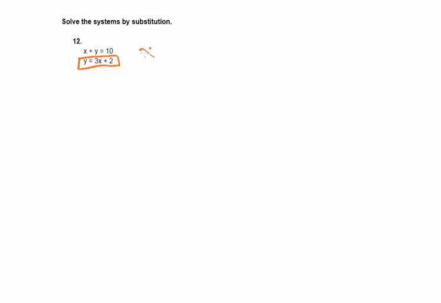So instead of having x plus y equals 10, I have x plus, and then I substitute for my y, and that equals 10. So now I substitute, and I end up with 3x plus 2. And I always keep parentheses just in case there are negatives or coefficients that you need to multiply with. But in this case, because there are no coefficients and there isn't a negative, we can just rewrite this as x plus 3x plus 2 equals 10. Then we simplify from there.